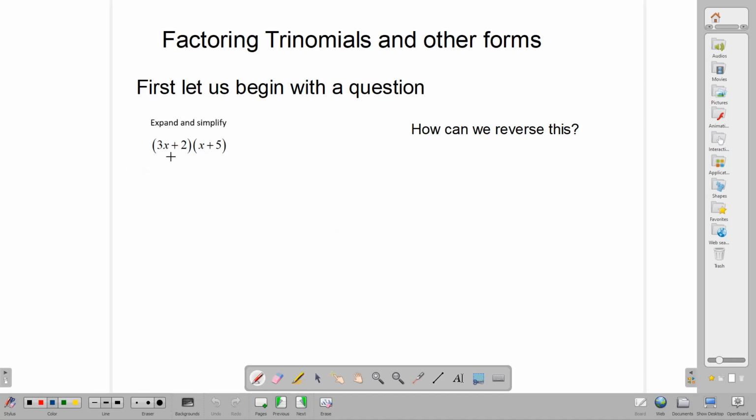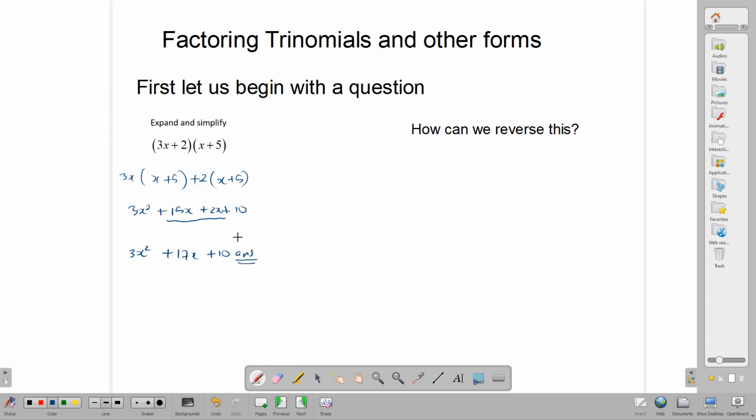To simplify this expression, we need to write our 3x multiplied by x plus 5 and the 2 multiplied by x plus 5. Multiplying here gives us 3x squared plus 15x and 2x plus 10. These two terms are similar, so we can add them, and adding them gives us 17x, and we write back our 10, and that is our answer.